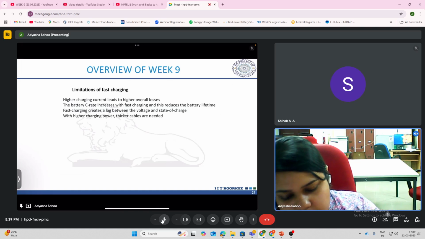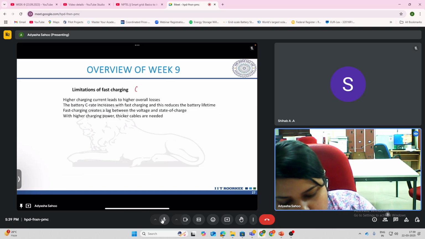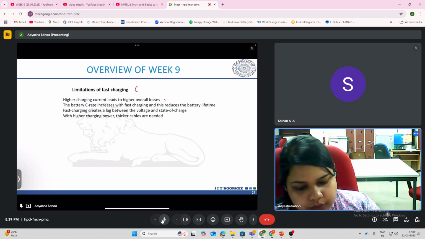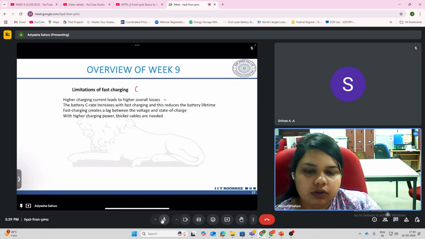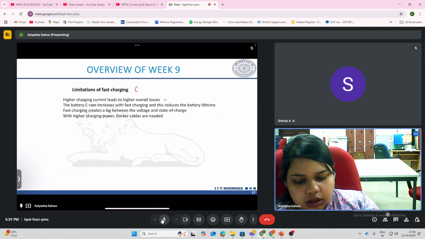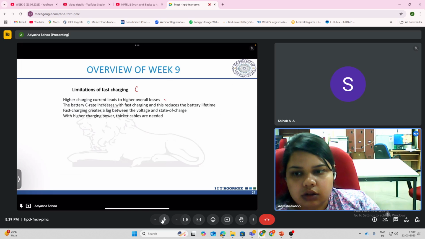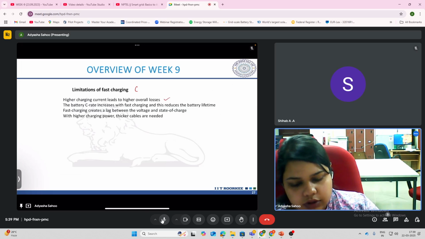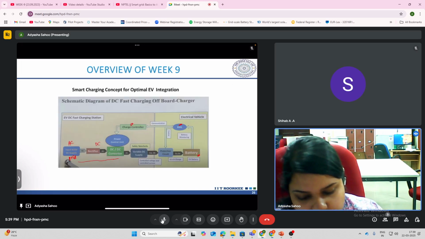Now, limitations of fast charging. Fast charging may lead to higher overall losses, and it can also reduce the lifetime of the battery if you are always charging at a very fast rate. Then it can also create a lag between voltage and state of charge, and also you need thicker cables if you are charging at a faster rate.